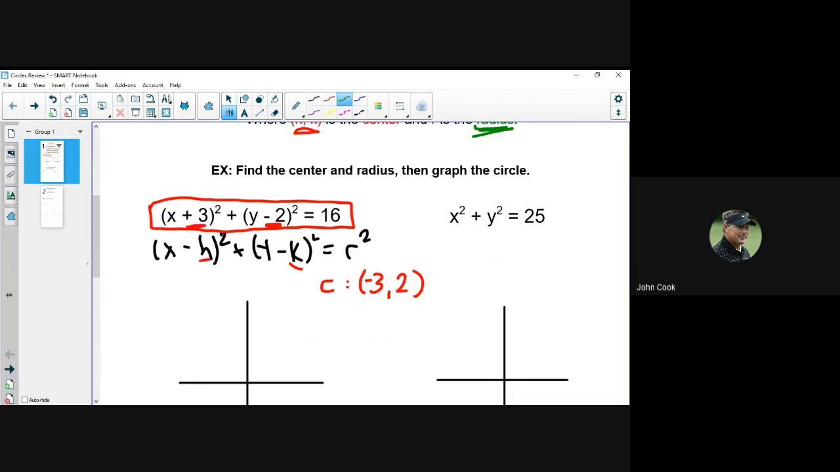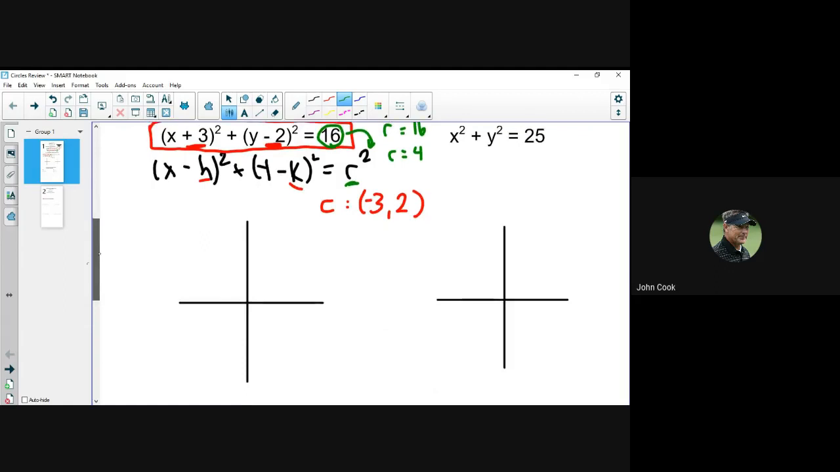The next thing we need is the radius, and the radius can be found by just taking the constant value that this whole thing is equal to. That's going to be equal to r squared, the radius squared. So what we do to find the radius all by itself is, you guessed it, take the square root. So we get r is equal to +4. So we've got our radius, we've got our center. Now we can start drawing out our circle. So let's go ahead and draw it out.